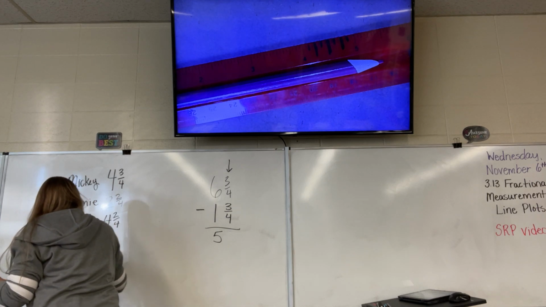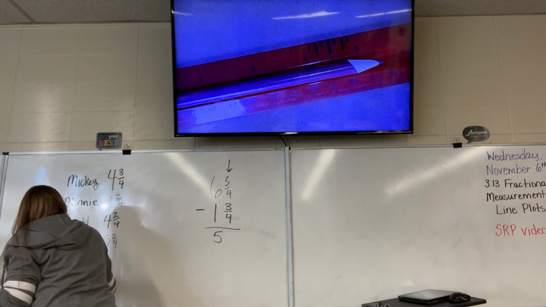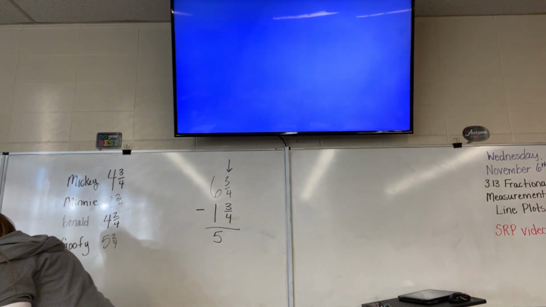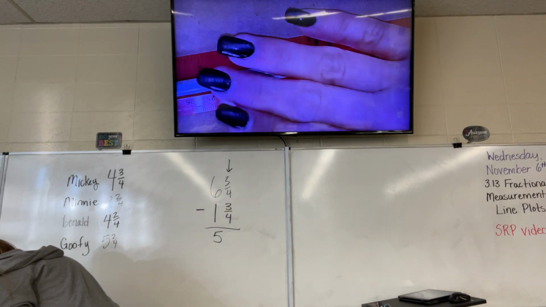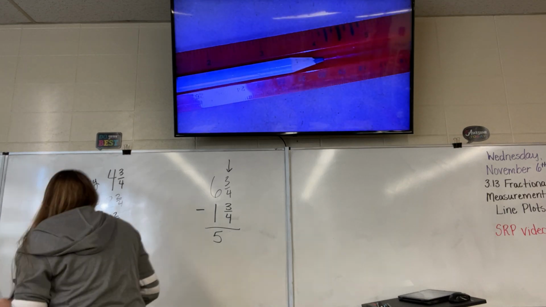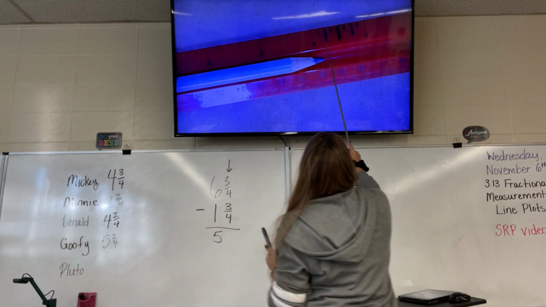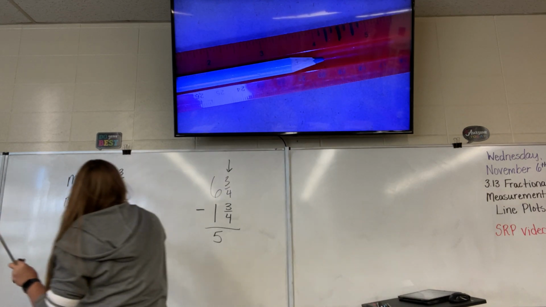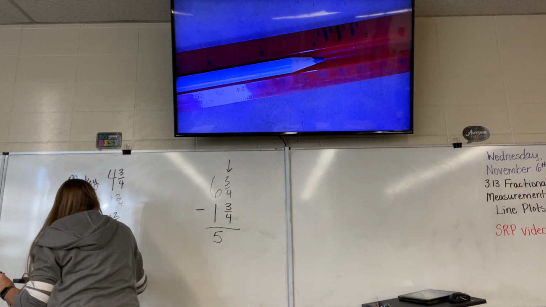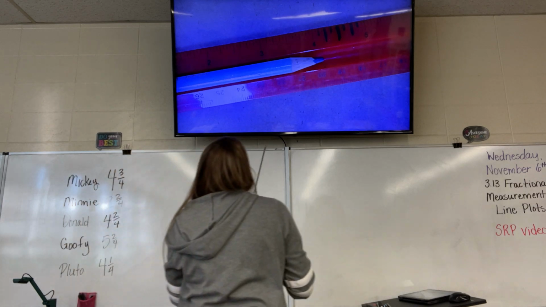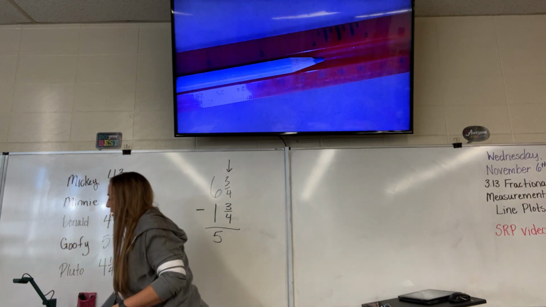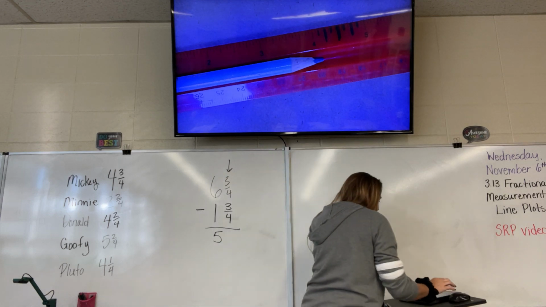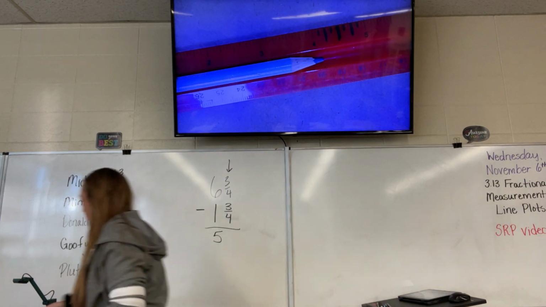And then we have Pluto. Okay. And this is Pluto's. And Pluto's is about 4 and 1/4. Okay. Now, and then we can make a line plot with those. So let me go back.